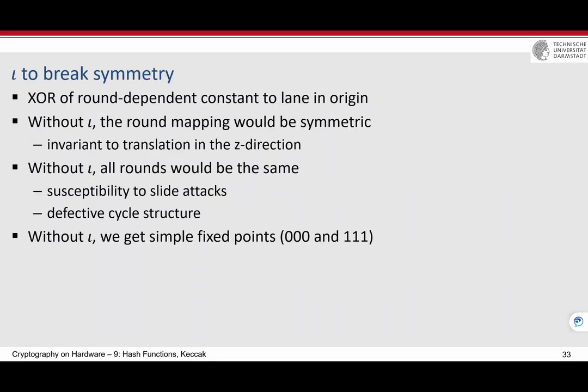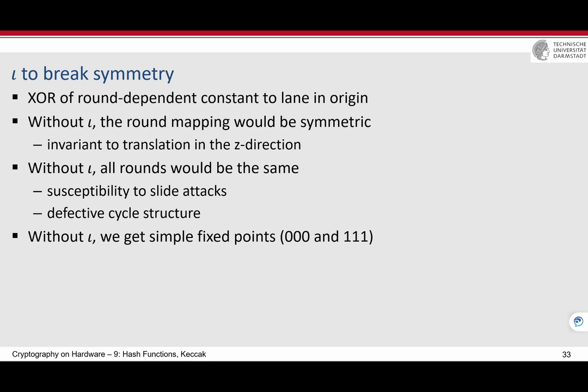Now, iota is to break the symmetry, because everything is the same. I have to say that the Keccak permutation function is a sum of a couple of rounds that we will see. But if all rounds are similar to each other, then this is a problem, and you need to break this symmetry.